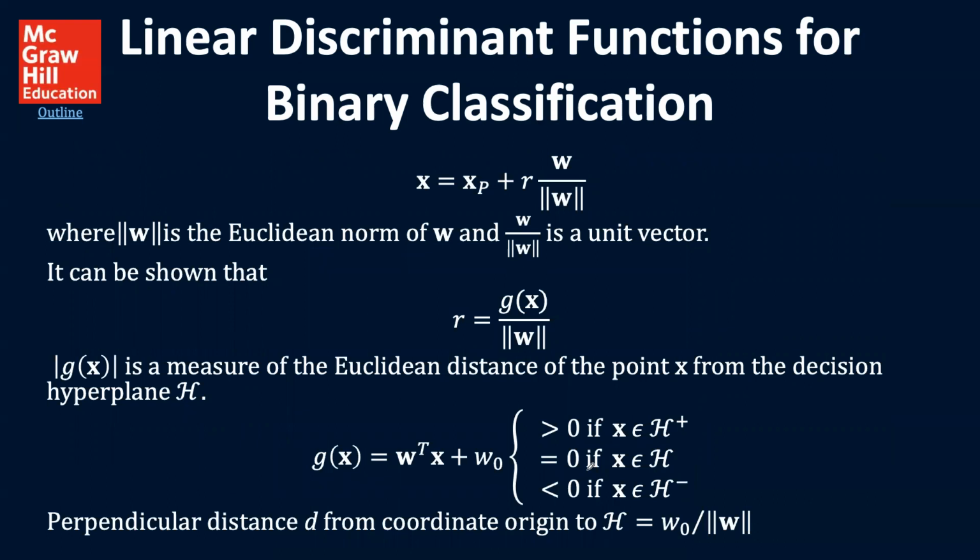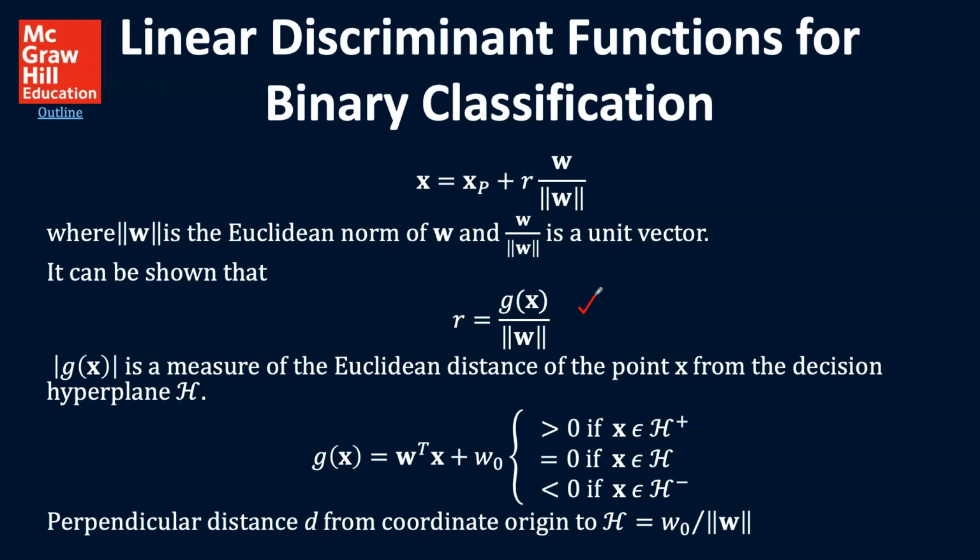So here we have some more of the supporting math for this. We have x equals xp plus gamma times w over the norm of w, where the norm of w is the Euclidean norm of w. And w over the norm of w is really not an absolute value. So double bar w double bar is a unit vector. And so doing a little bit of math, we can show this result. And the absolute value of g of x is the measure of the Euclidean distance of a point x from the decision hyperplane H.